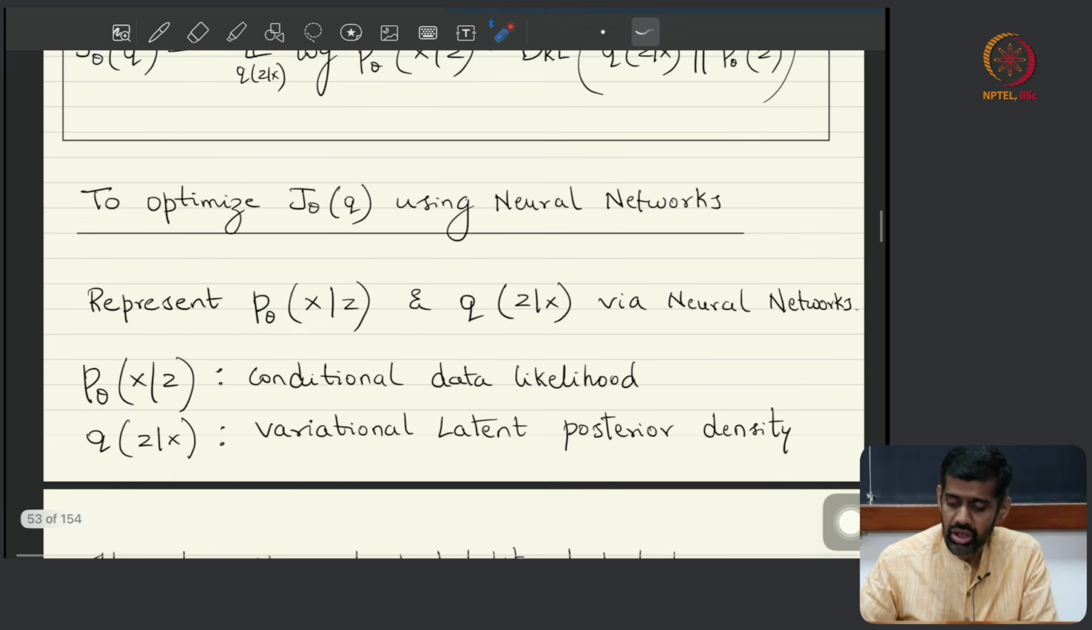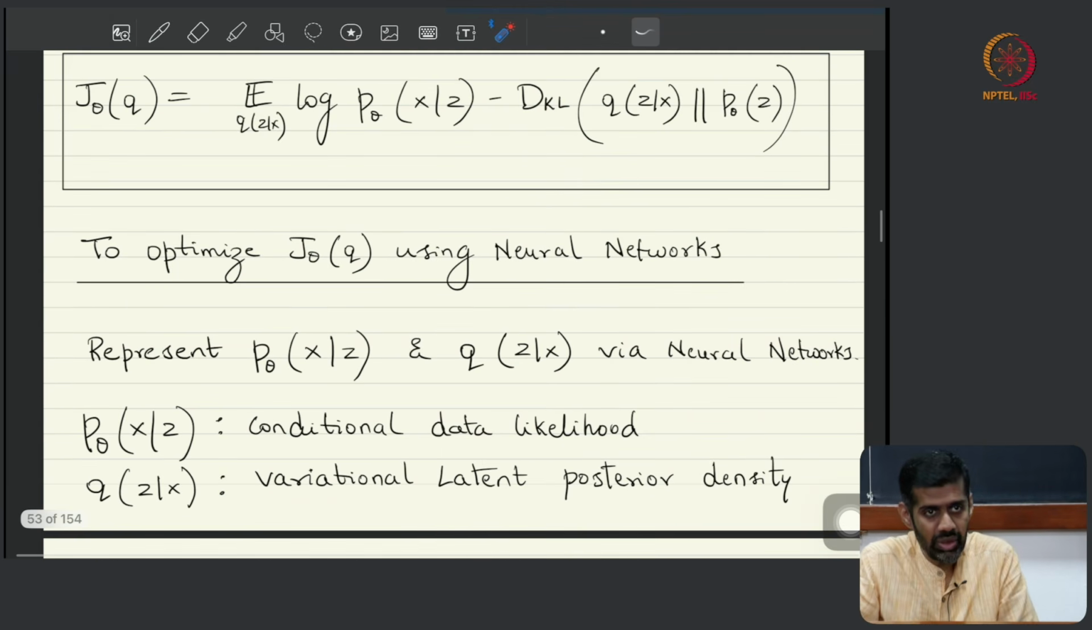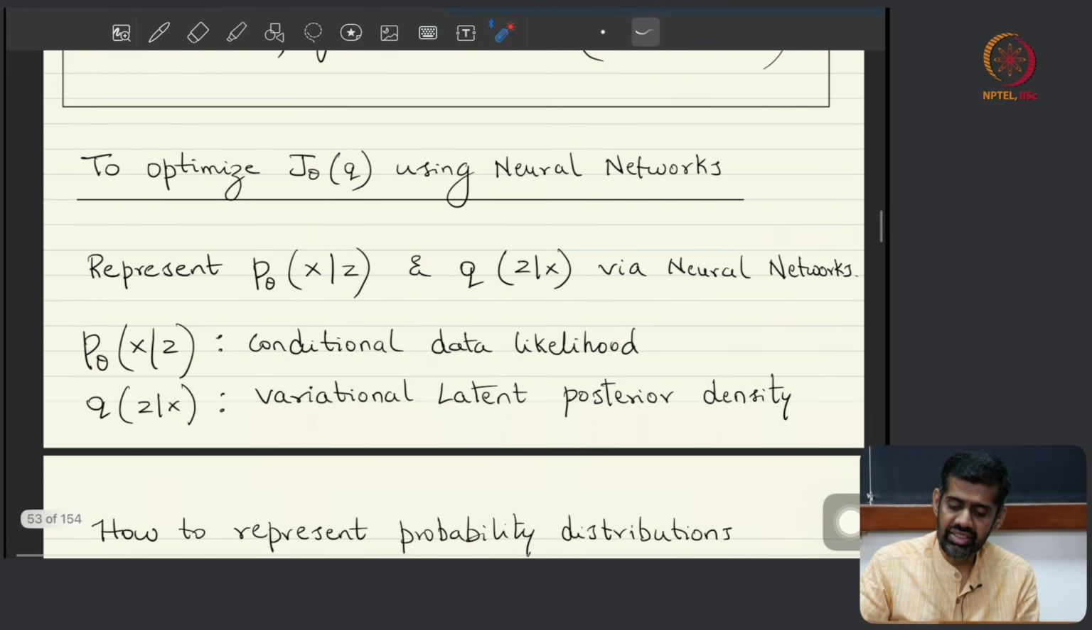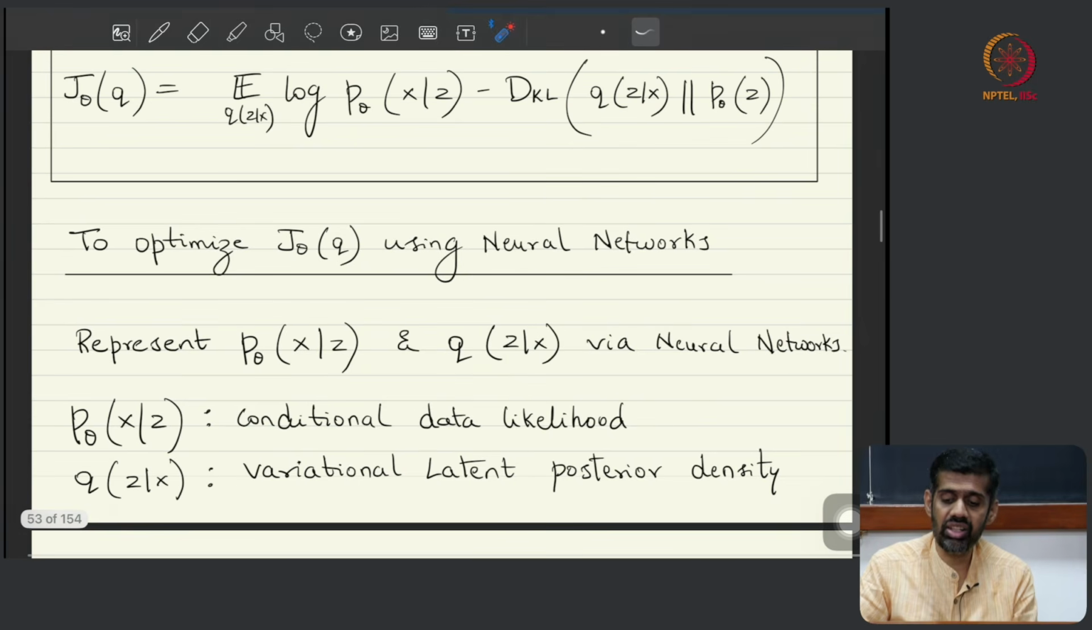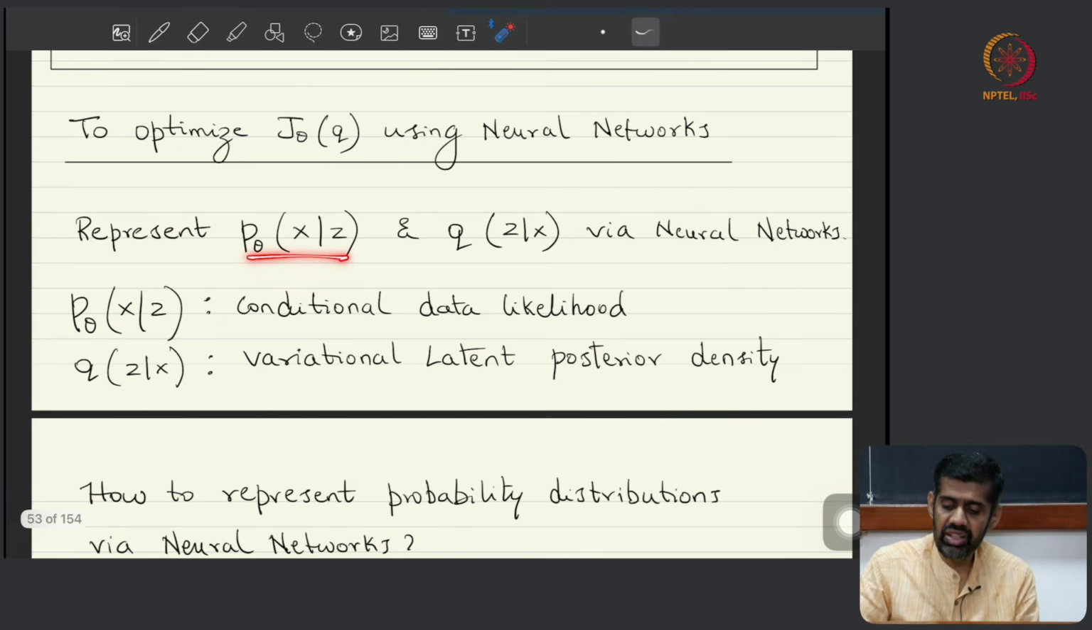Okay. Now, to do it using neural networks, we know that we do not have q of z given x, or rather we have to jointly estimate p theta of x given z and q of z given x, and yeah, I will disable that next time. How do we do that? We express all the constituent distributions that are there in our ELBO using neural networks. So we should represent p theta of x given z and q of z given x via neural networks.